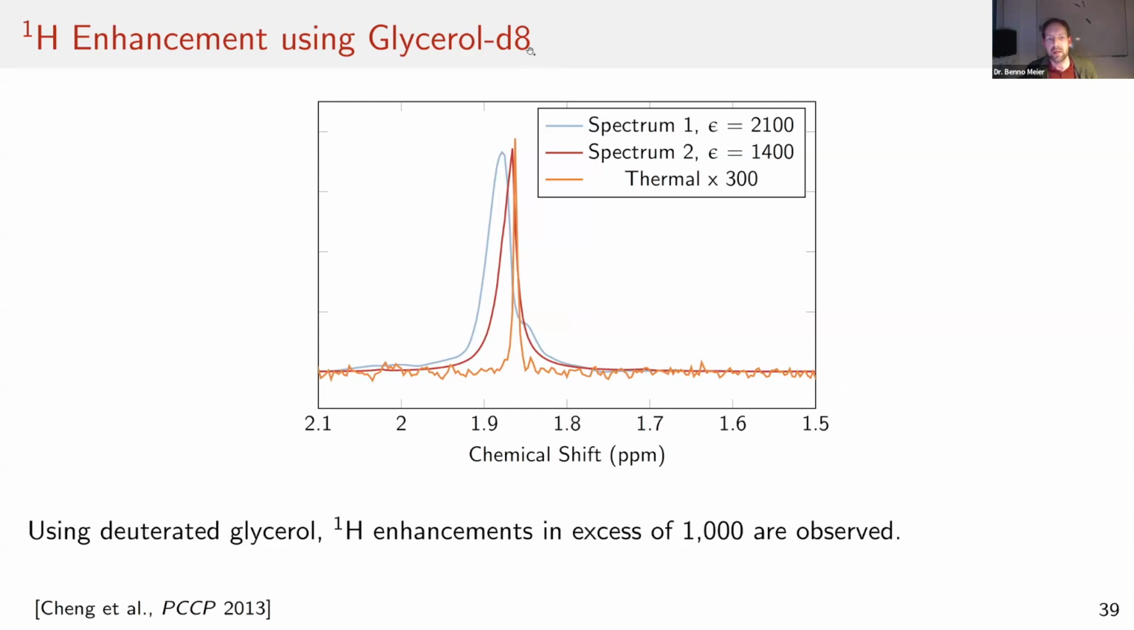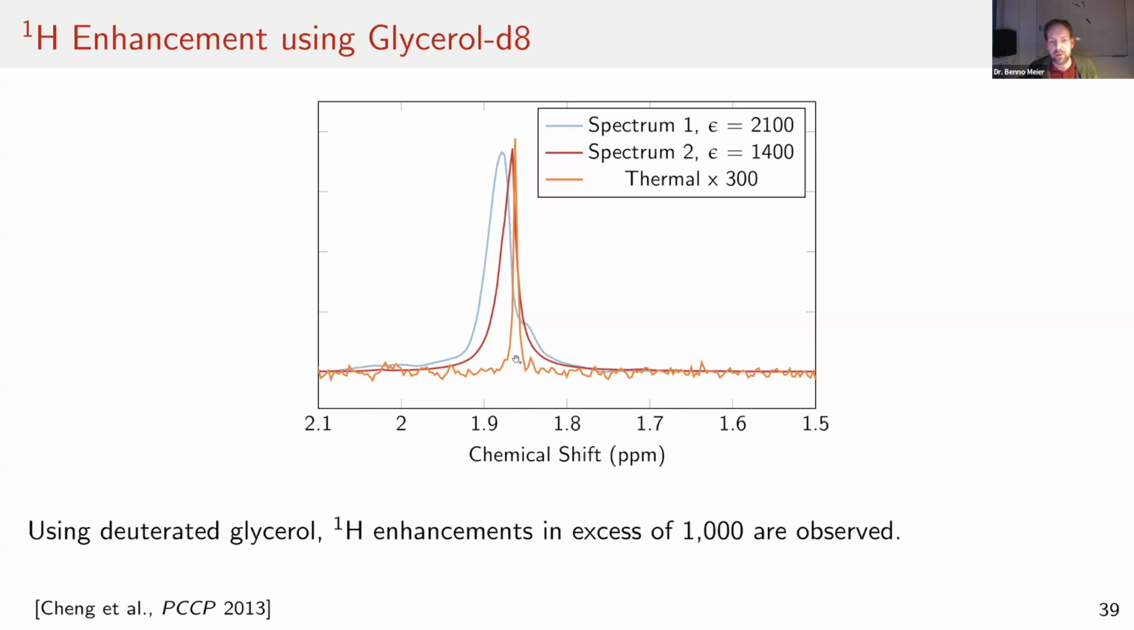And there's probably more references, but what we did is we replaced the glycerol with deuterated glycerol and repeated the experiments. And these are the enhancements that we then got. Again, this has been done by Dima and Kayum. So now we get proton enhancements of, this is actually 2,100 in the first scan. This is the blue line here.